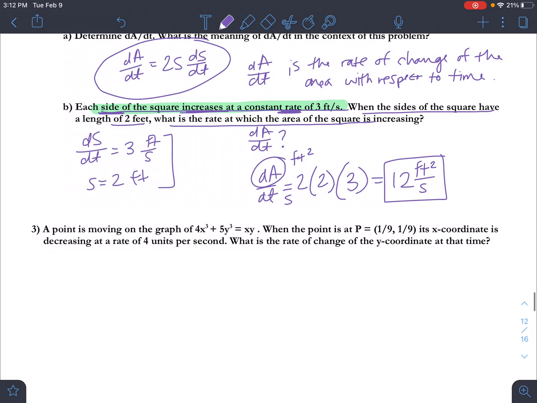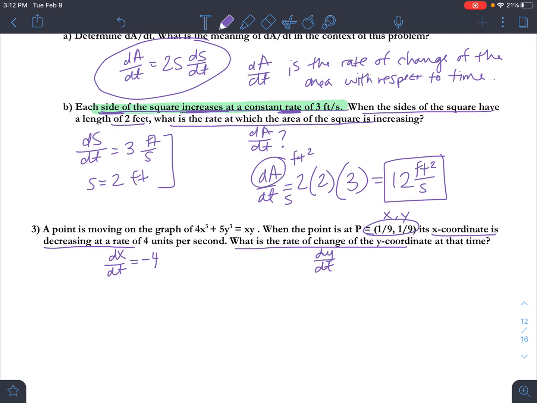All right, so we're going to try 2 more here. Get a little bit tougher. A point is moving on this graph, 4x^3 + 5y^3 = xy. When the point is at this moment in time, so this is an xy coordinate, its x coordinate is decreasing at a rate. That would be dx/dt. Now decreasing means this is going to be -4. So look out for that word, decreasing versus increasing. What is the rate of change of the y coordinate at that time?